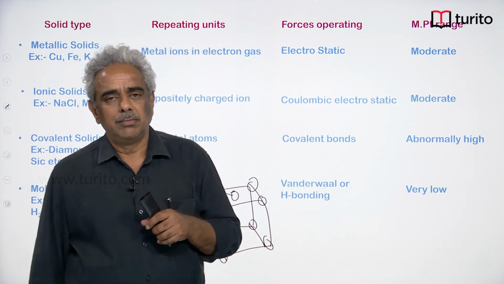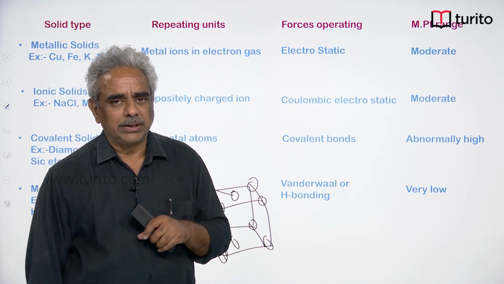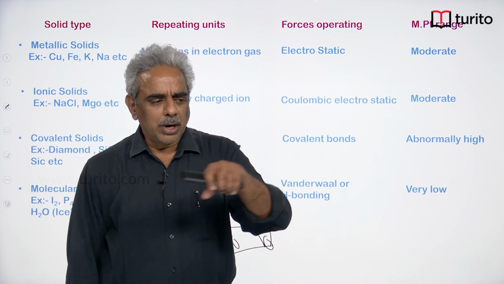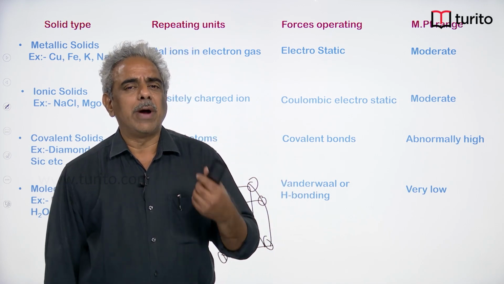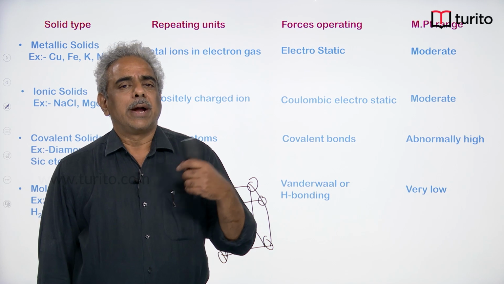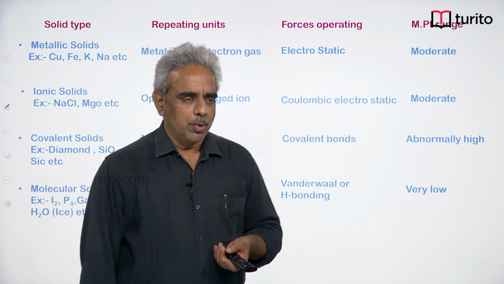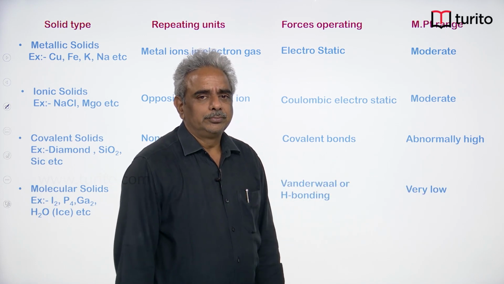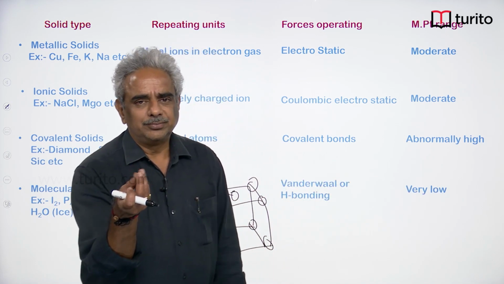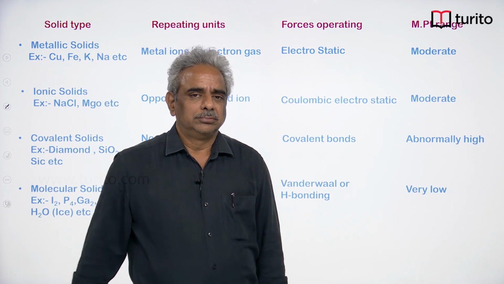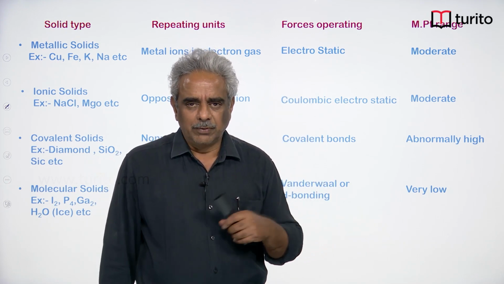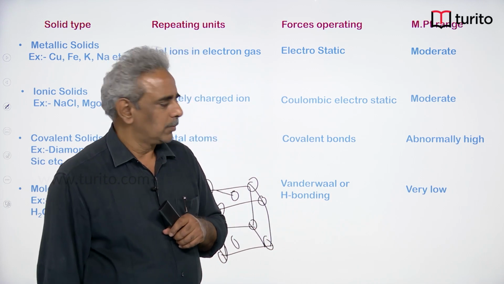Solid iodine, I2 molecules are held together. Phosphorus P4, so molecules are held together by weak van der Waals forces or dipole-dipole interactions or hydrogen bonding. So, what did I write here? Very low melting point of ice, very less. If 1 atmosphere is there, it will melt at even 1 degree, 2 degrees also.